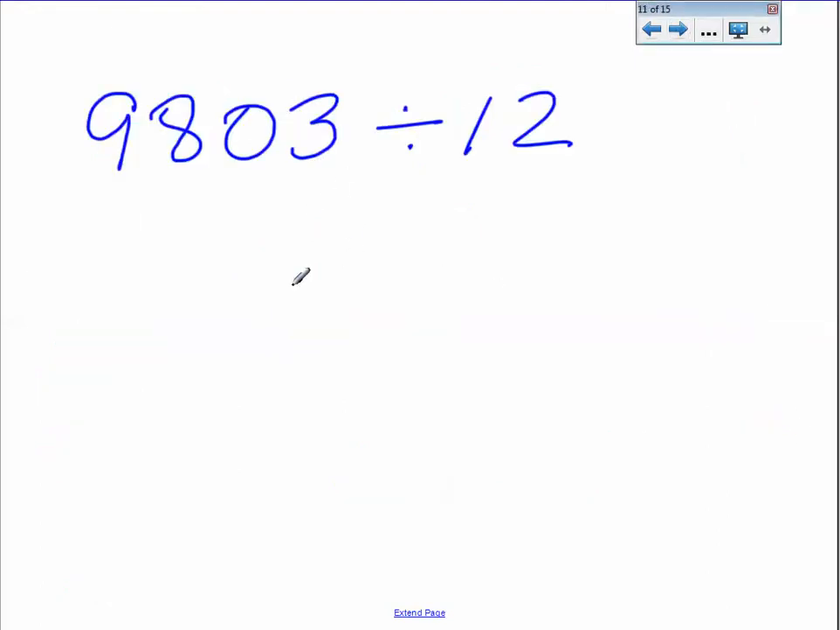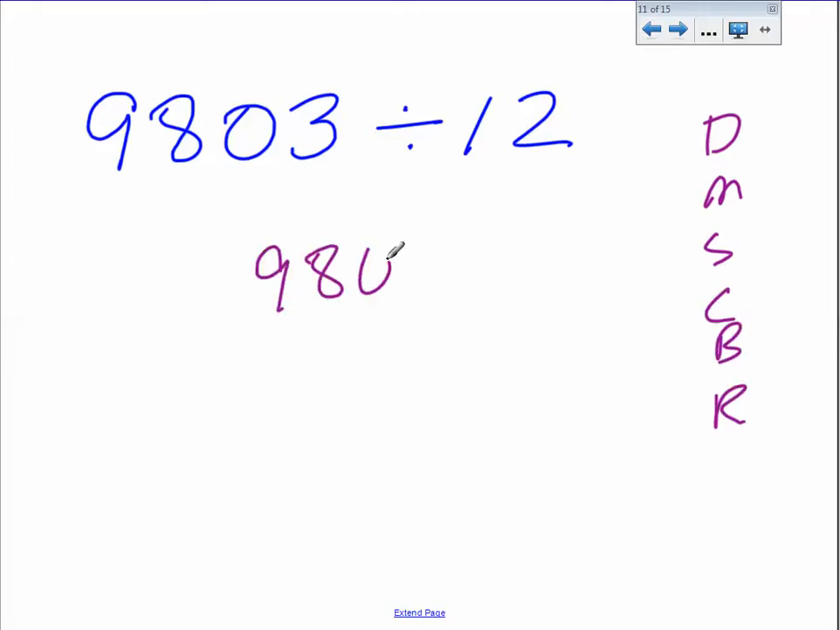Okay, let's look at one more. Okay, does McDonald's sell cheeseburgers raw? So 9,803 divided by 12, divide. Can 12 go into 9?